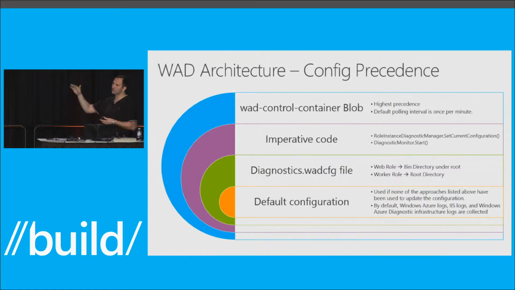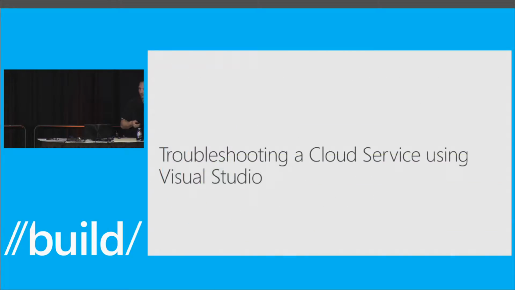And then if none of those things are provided, it basically switches over to a default configuration. And by default, it's collecting the Windows Azure logs, which are the application logs, IIS logs, and infrastructure logs. But it's not transferring anything to storage. Okay? So with that, I'm going to start my demo.